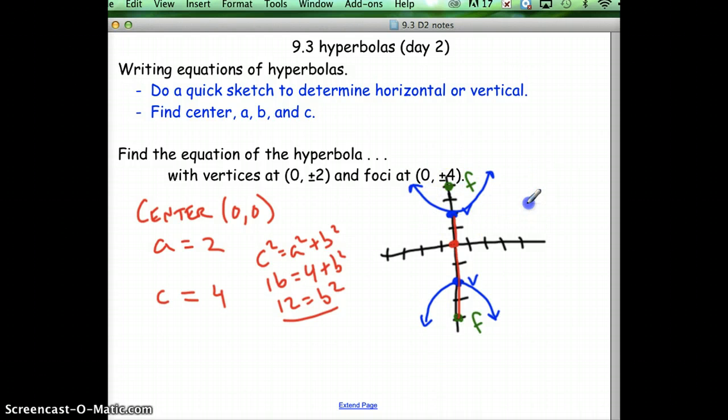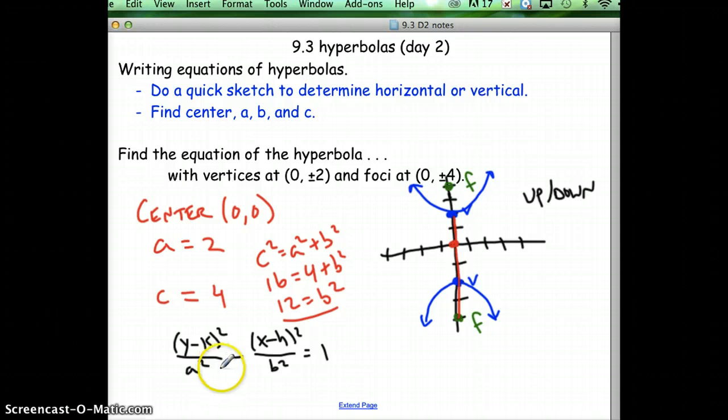Now, since this is an up-down scenario, I have to pick the correct formula, and that is (y minus k) squared over a squared minus (x minus h) squared over b squared equals 1. Remember, with these formulas for hyperbolas, the a squared and the b squared stay in that order. They don't flip-flop like they did in ellipses. This is a minus sign instead of a plus sign. What does flip-flop are the x's and the y's. So when the y's are first, it's up-down.